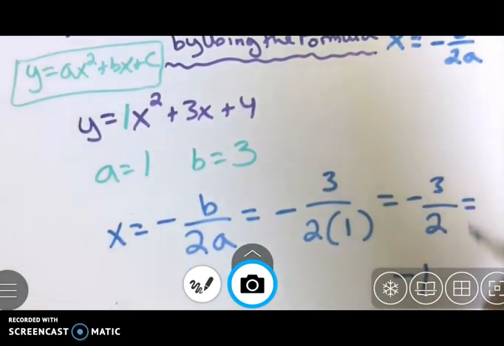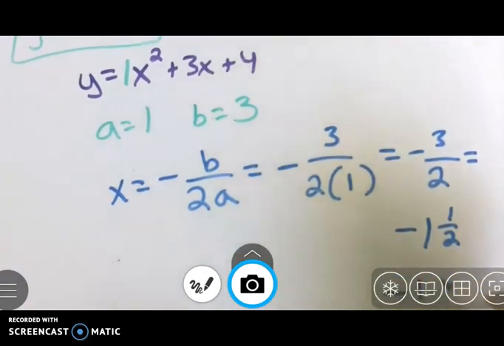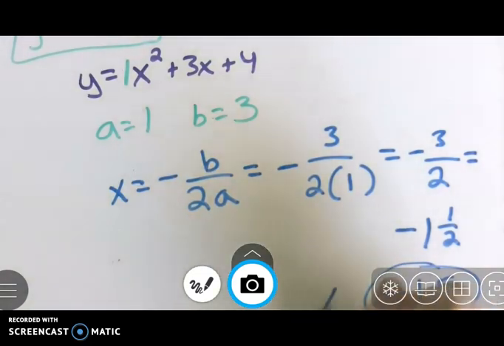2 goes into 3 once, and I have 1 left over. So my axis of symmetry here is 1.5, which is also equal to negative 1.5. So you would write this as x equals negative 1.5.